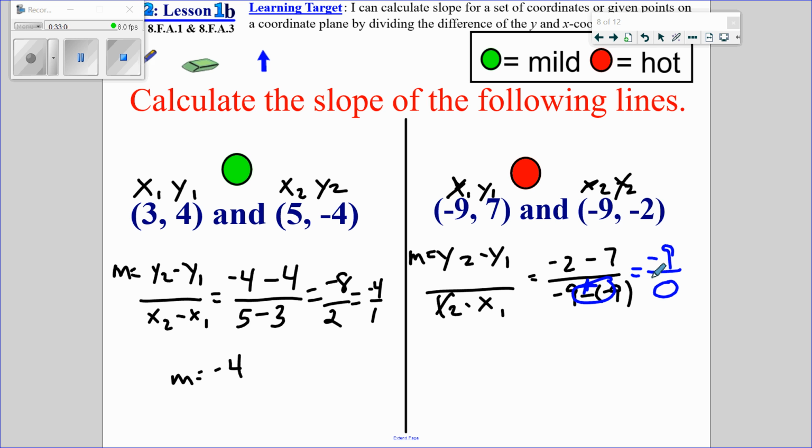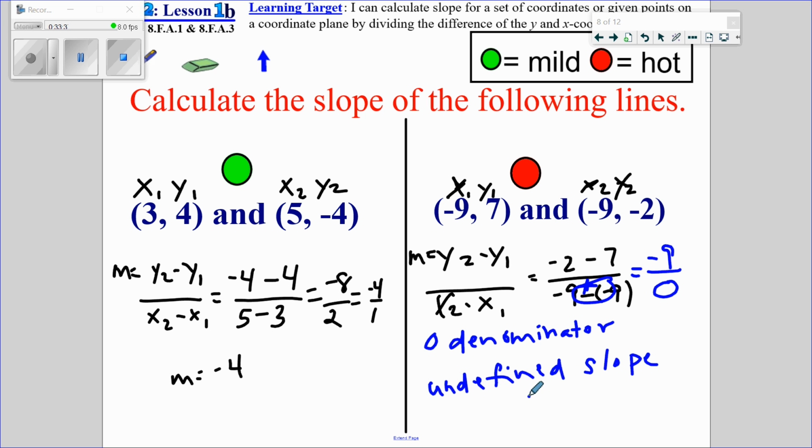As you saw we did in the fast finisher in the prior slide, if you have 0 in the denominator, it's undefined. So this is an undefined slope. You can pick up your calculator and do negative 9 divided by 0. And on your calculator, you'll get syntax error, or you'll get cannot divide by 0. It's undefined. And if I were to graph this, this would look like a vertical line. If I were to graph the m equals negative 4, it would be a negative line, downward.